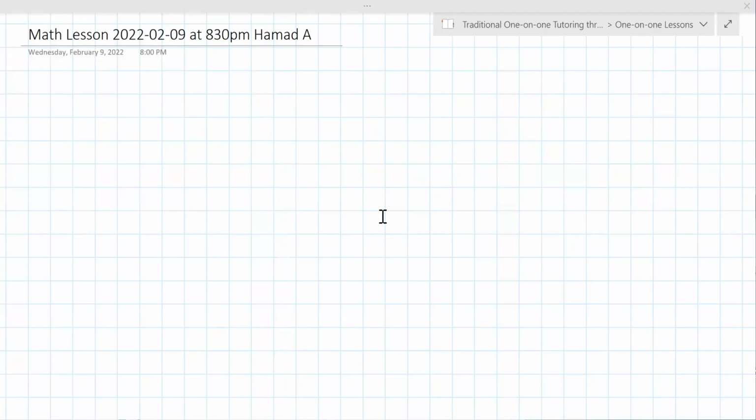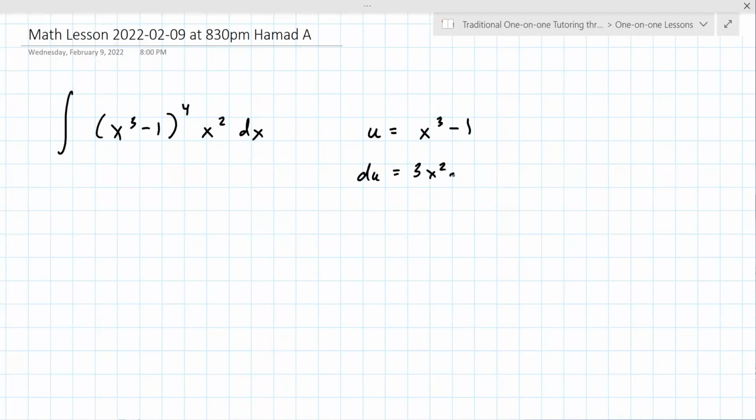And I would definitely recommend taking notes. Okay. If you see my screen, our very first problem would be something like this: the integral of (x cubed minus 1) to the 4th, times x squared dx. So your u is x cubed minus 1. It's generally something in parentheses. Okay, so your du is 3x squared dx. Is that something you remember from class?